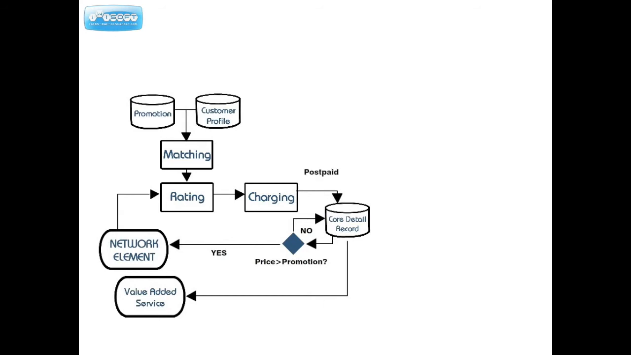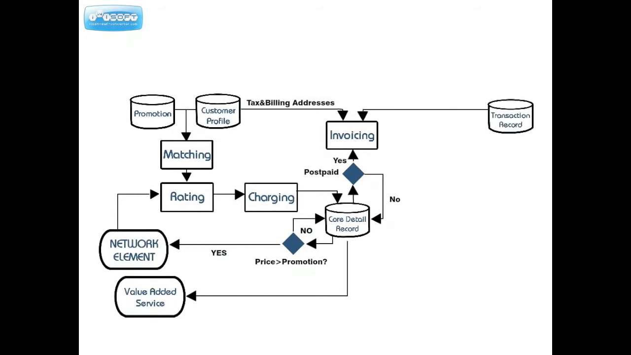If you use a prepaid service, nothing happens. If it's postpaid, data gets sent to the third component of the billing system, which is invoicing. The invoicing component uses this data, tax and billing addresses from the customer profile storage, and accounts receivable records from the previous month obtained from the transaction record storage to issue an invoice to you as a customer.